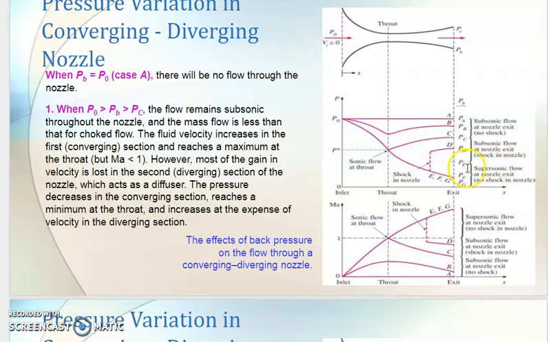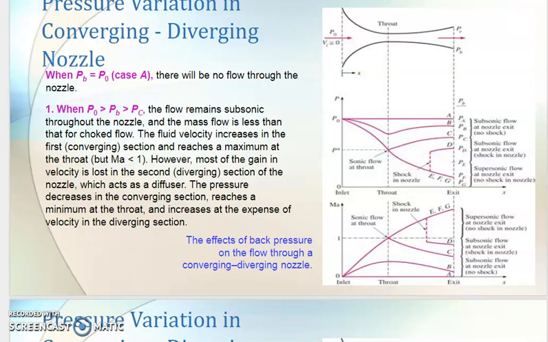Okay, we skip a little. So we go toward PE, PF, and PG. So what is PE, PF, and PG? It's actually the back pressure lower than the critical pressure. So when you have those three pressures, PE, PF, and PG, lower than the critical pressure, then you're going to achieve the supersonic flow at the diverging duct. Okay.